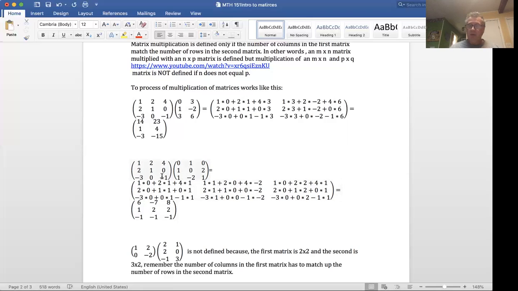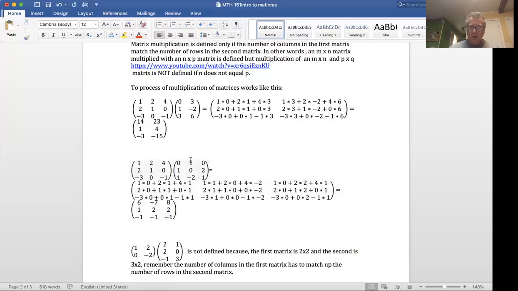We go through the second row, doing the same process. Second row, first column. 2 times 0. That's where that comes from. 1 times 1. That's where that comes from. 0 times 1. That's where that comes from. Add that up. We get that first element in the second row. That'd be 1.